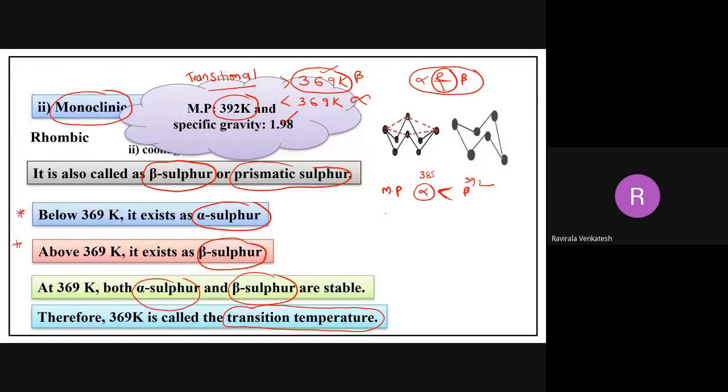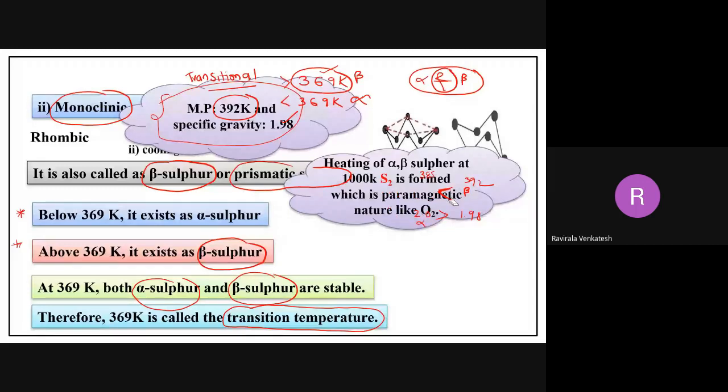And what specific gravity or density did you get? For alpha it came to 2.0 something, and for beta it came to 1.98. So it is greater. So what type of question may you expect here? The density of alpha sulfur is greater than beta sulfur, a correct statement. The melting point of rhombic sulfur is lesser than monoclinic sulfur. These are the two statements we can get from this, so these two are important. It is there in the textbook. You have to note this down, and you can underline this topic in the textbook.